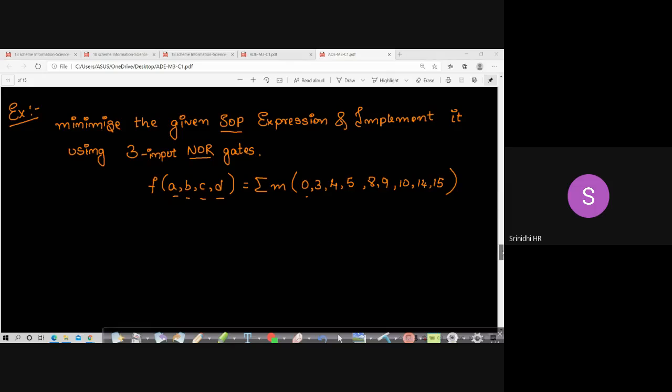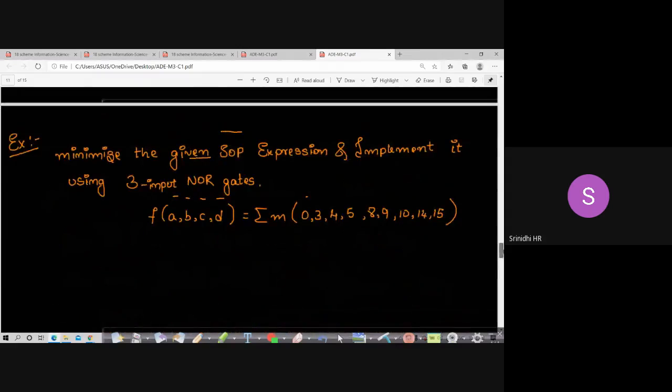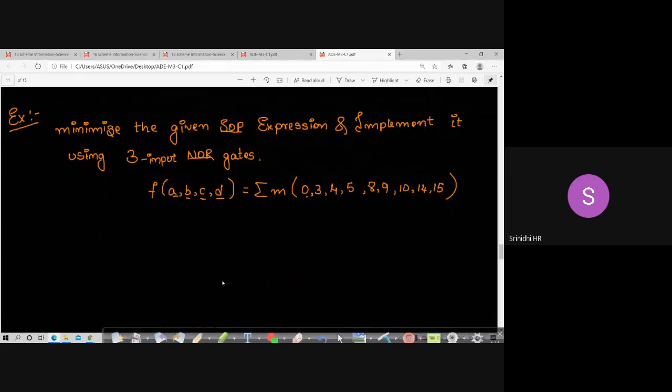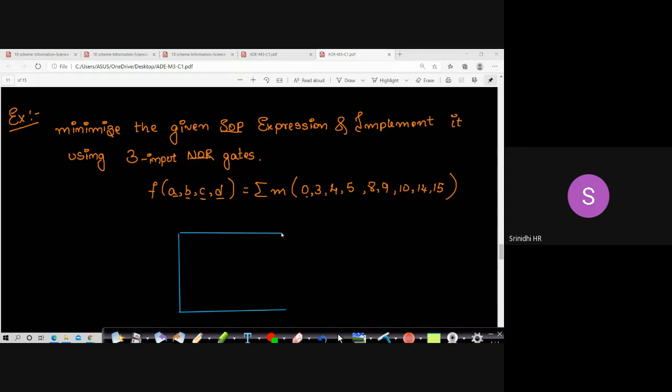My K-map looks like this. We'll just plot the K-map for this problem. So how does my K-map look? Let's say I have 4 inputs. I'll be drawing it with the inputs. So this is my K-map. I have 4 inputs, so 1, 2, 3, and 4 here, and 1, 2, 3, and 4 here.